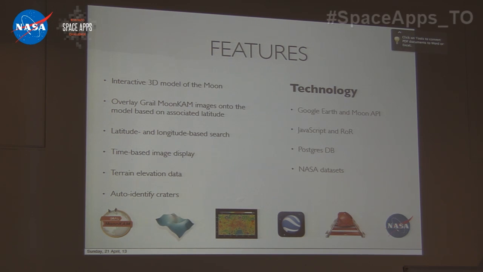The technology that we use is essentially the Google Earth and Moon API, which we leveraged heavily using JavaScript, and the application is built using Ruby on Rails, and predominantly trying to leverage existing data sets.